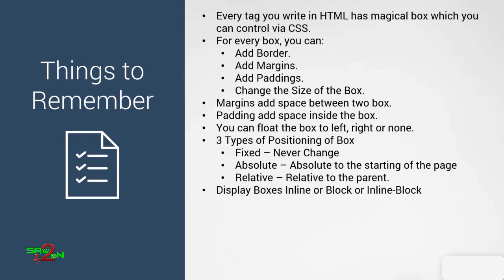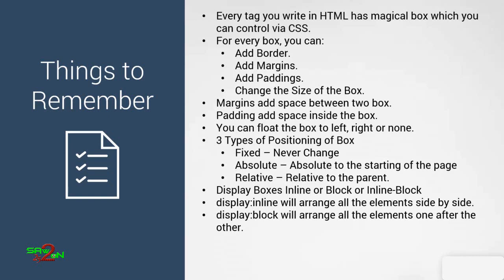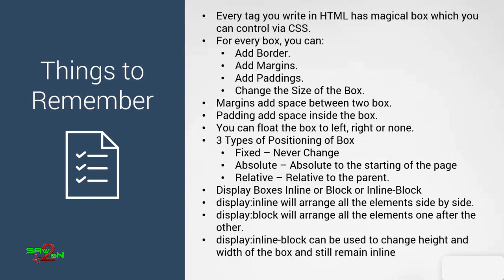Then we have seen how to display boxes, like how to display them inline one after the other, how to display a block, and how to have inline block which has the width and the height. Okay, these are the three properties. Display inline will arrange all the elements side by side. Block will arrange all the elements one after the other. And inline block can be used to change the height and the width of the box, which still remains inline. Alright, so these are the things we have seen in this section. Make sure you understand how to move your boxes in CSS. Alright, so that's all in this lecture. I'll see you in the next one.